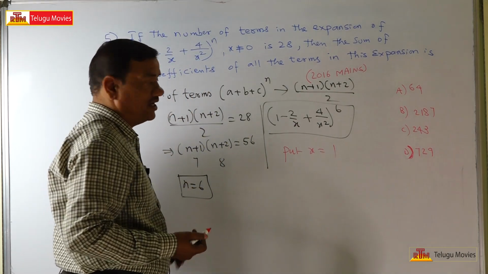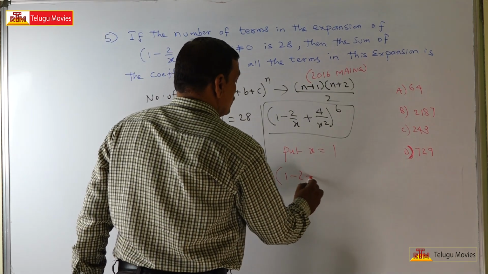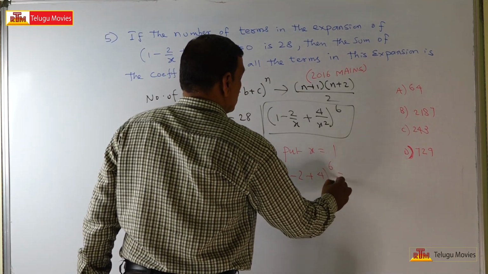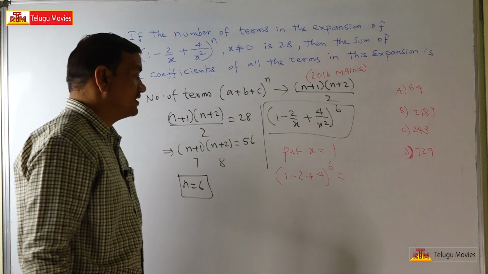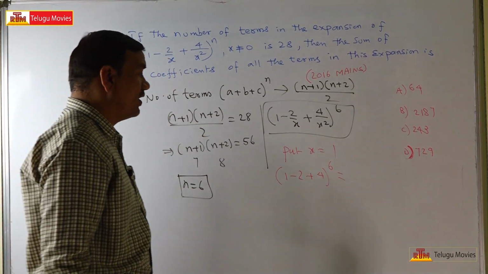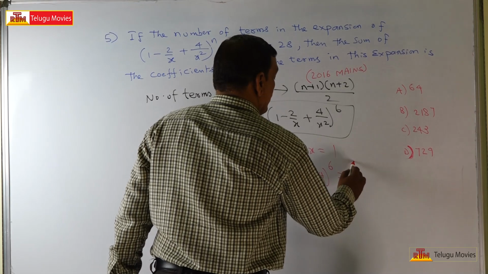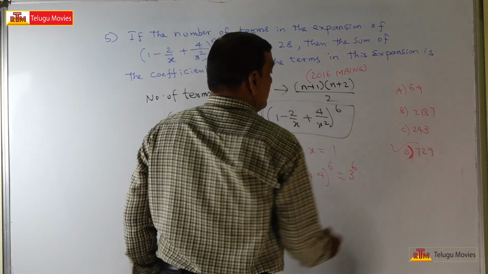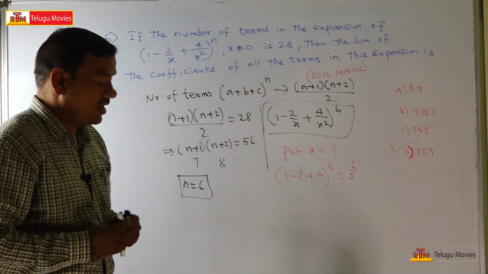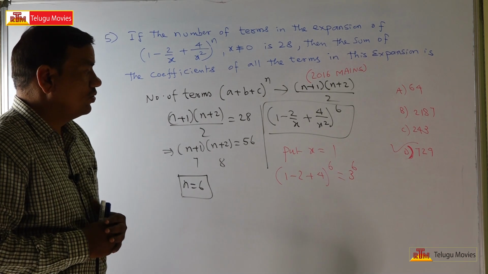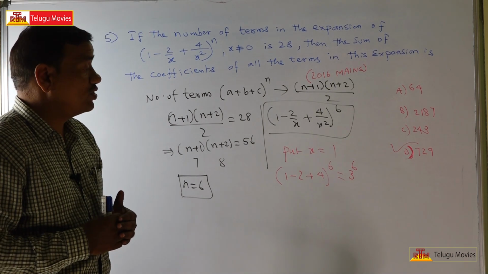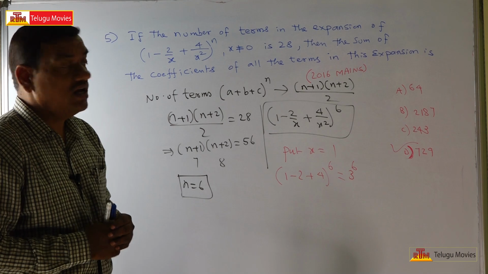You know the short trick here. So what is that? (1 minus 2 plus 4) whole power 6. So this is 4 plus 1, 5. 5 minus 2, 3. So 3 power 6 value is 729. So 3 power 6 is equal to 729, which is the correct answer.